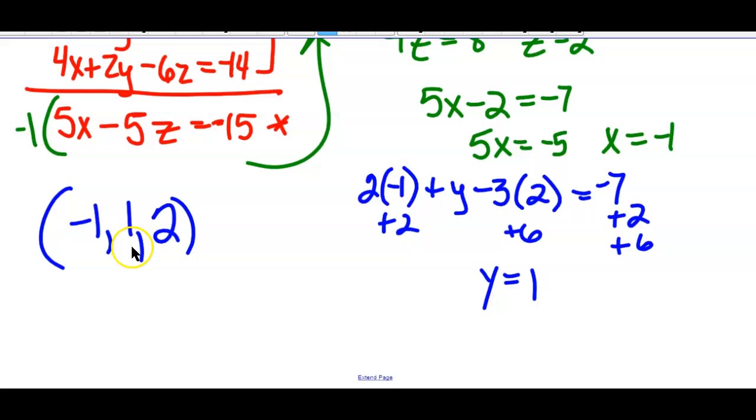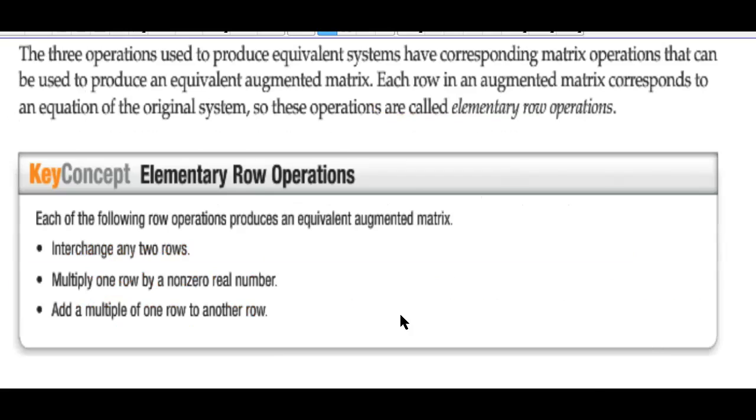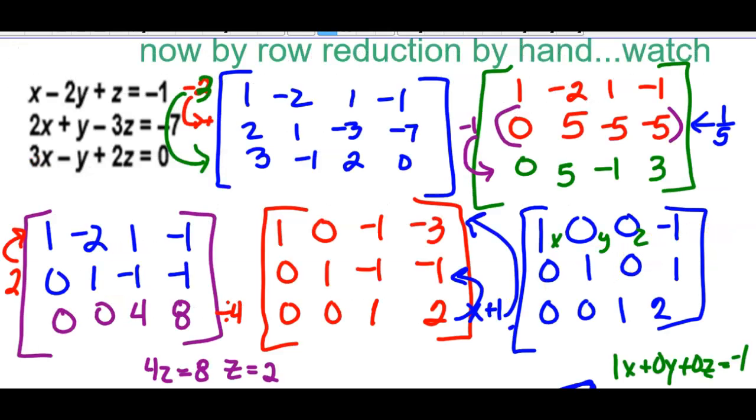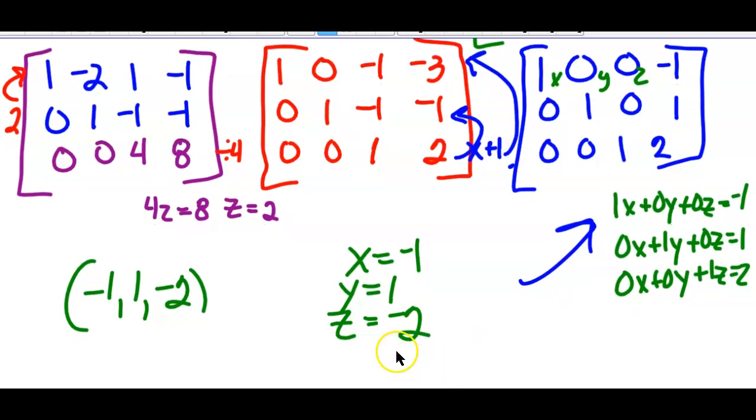Negative 1, 1, and 2. What did I do wrong? Okay, let's go back to this one. Oh, I have z as 2. Why did I write negative 2? Right here it said z is 2. Oh, right there, because that looked like a negative 2 to me. Okay. Z is positive 2. So they were the same. Okay. Phew. Those are both long and complicated.